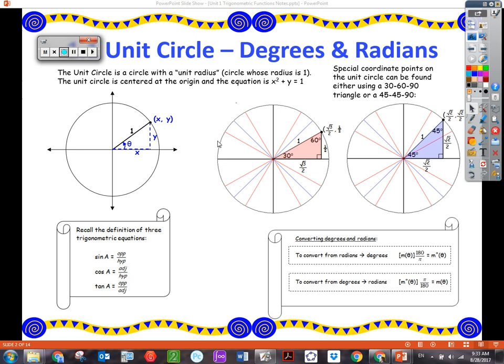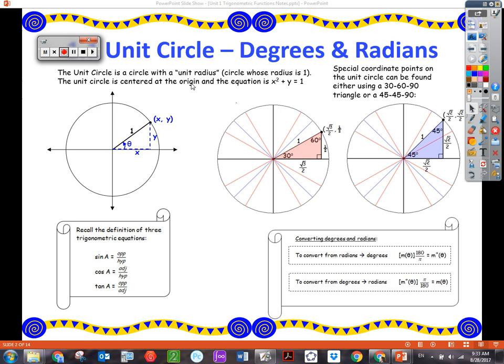Why is it called a unit circle? Unit means the unit of 1, and it has a radius of 1. That's why it's called a unit circle. So we have a circle with radius 1. We have a couple of different special values on our unit circle.